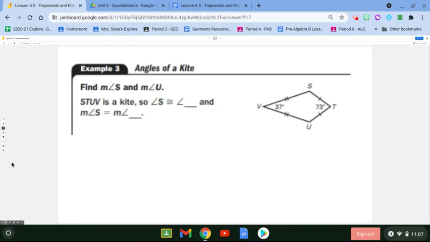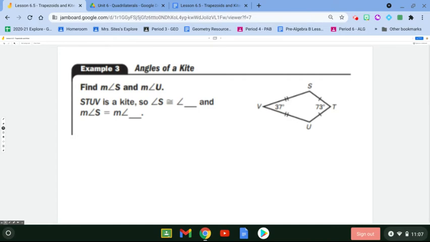Okay, so in this application, we are asked to find the measurement of angle S and the measurement of angle U. We know this is a kite because we can see that we have two pairs of congruent sides, and we can see that they are not in exactly the same spots. That's what makes it a special feature of a kite.